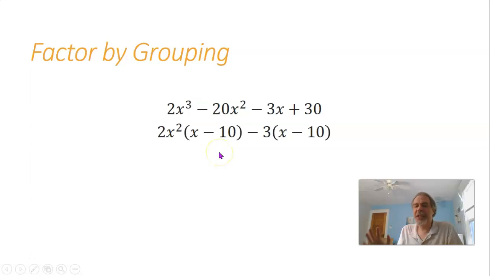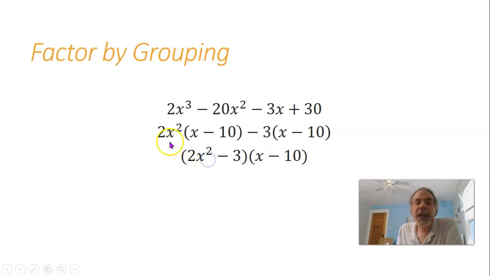If they didn't have something in common, then this wouldn't work, and we wouldn't be able to factor this by grouping. But they do have something in common, the x minus 10. So we can pull that out, and now it's 2x squared minus 3 all times x minus 10. The end. Well, you can check by foiling, but this is the correct factoring. Yay, we factored by grouping.